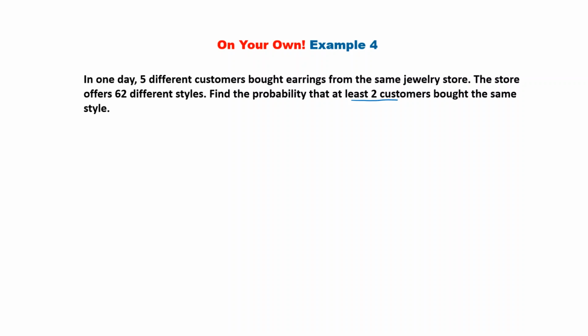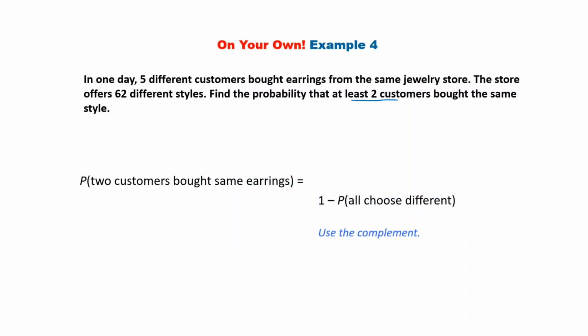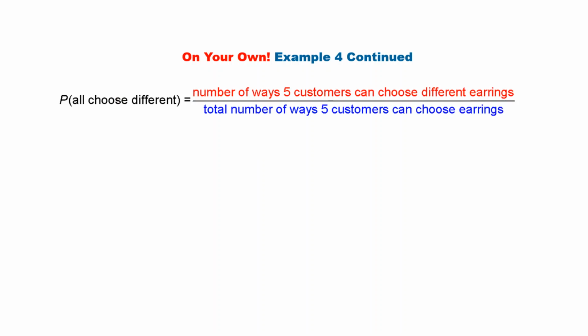All right, so first thing that we need to think about is that we're going to be using the complement. And so we know that 2 customers bought the same earrings. So that's going to be 1 minus the probability that all choose different. Okay, so there's something different between the same and different. So we got to find the probability that all choose different. So let's do that.